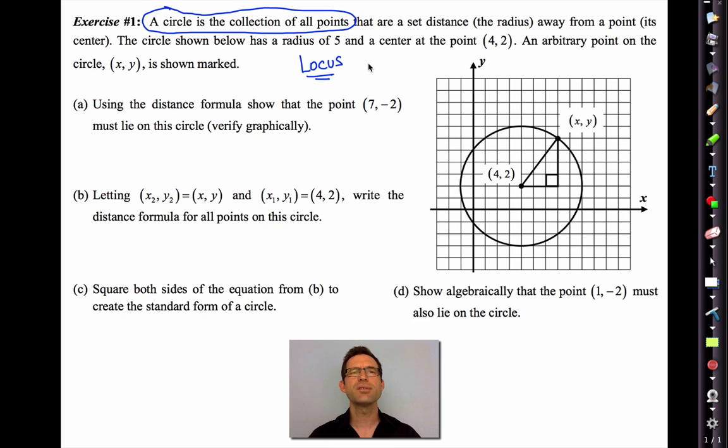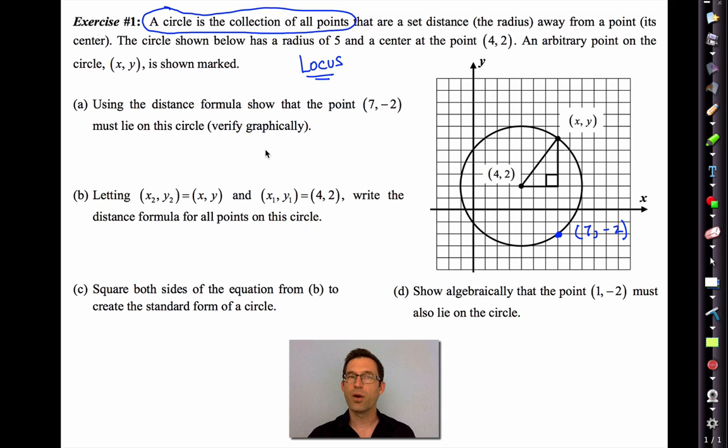All right. So let's take a look at a circle below that has a radius of 5 and a center at the point 4, 2. An arbitrary point on the circle, x y, is shown as marked. Okay. Now, letter A says, using the distance formula, show that the point 7, negative 2 must lie on this circle. Verify graphically. Well, first, let me just show you that it does. Let's do the verify graphically first. So 1, 2, 3, 4, 5, 6, 7, 1, 2. There it is. There's the point 7, negative 2.